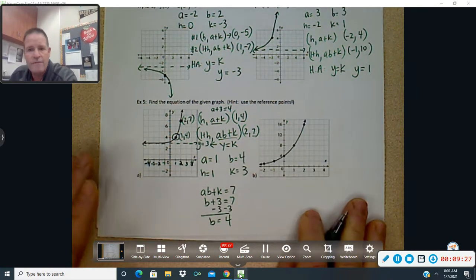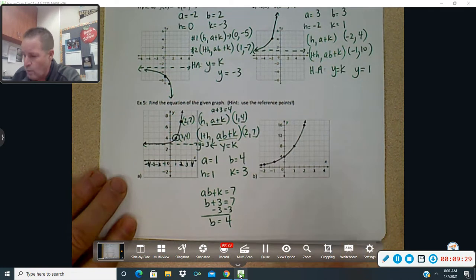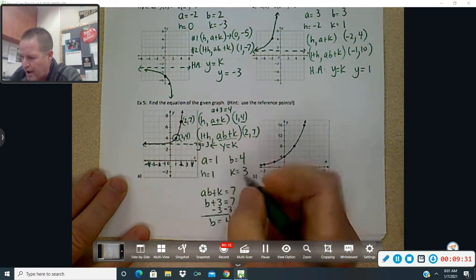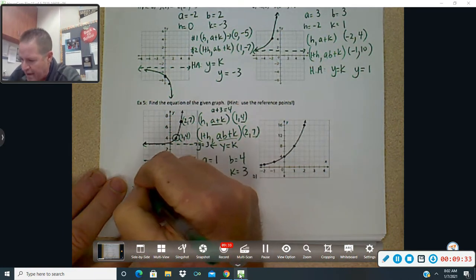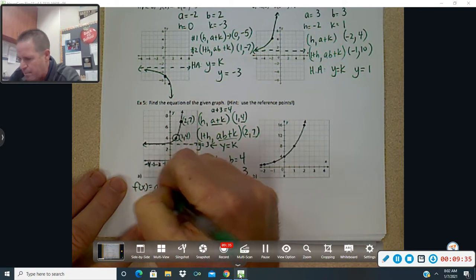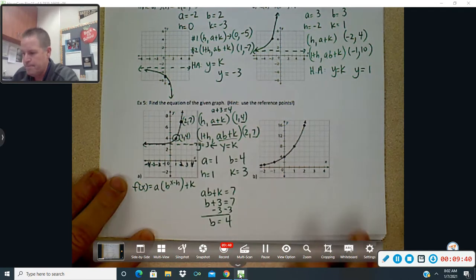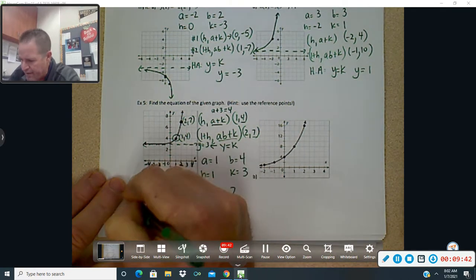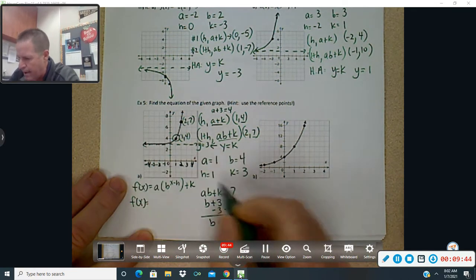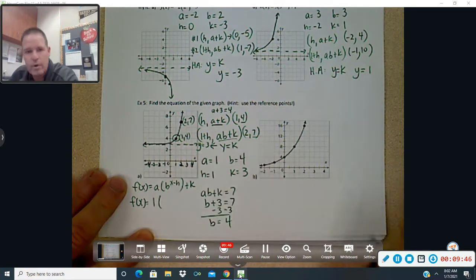And now you have your equation, right? Well, not quite yet, but we've got the information we need. Remember, it's f of x equals a parenthesis b to the x minus h plus k. So f of x is going to equal a, which is 1. I'd put the 1 there.